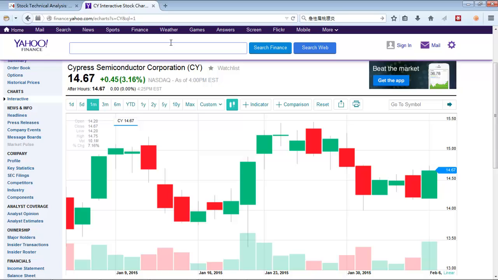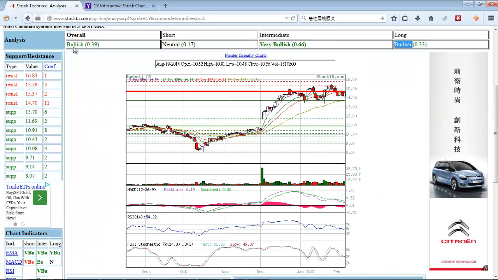So here's what I'm going to do for this one. I'm going to revoke the selection of CY as a stock pick, but I'm going to say watch this stock. If the stock does indeed go over 14.7 on Monday, then buy. If it doesn't, then don't buy.